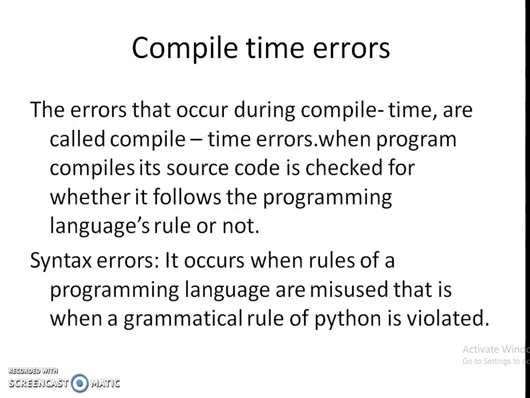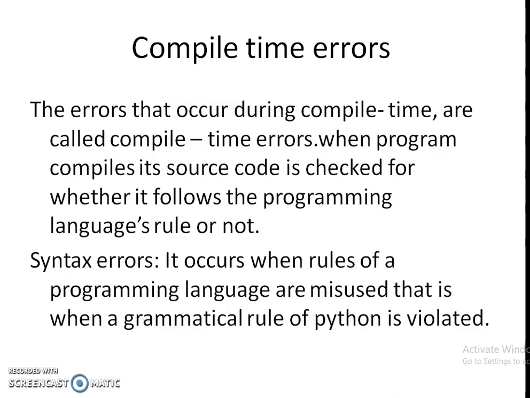Then first one, compile time errors. Clear? The errors that occur during compile time are called compile time errors. That is, when a program compiles, its source code is checked for whether it follows the programming language rule or not. This one is called compile time error. Okay, two types of errors fall into category of compile time error. First one, syntax error. Okay, then syntax errors occur when rules of a programming language are misused. That is, when a grammatical rule of Python is violated.